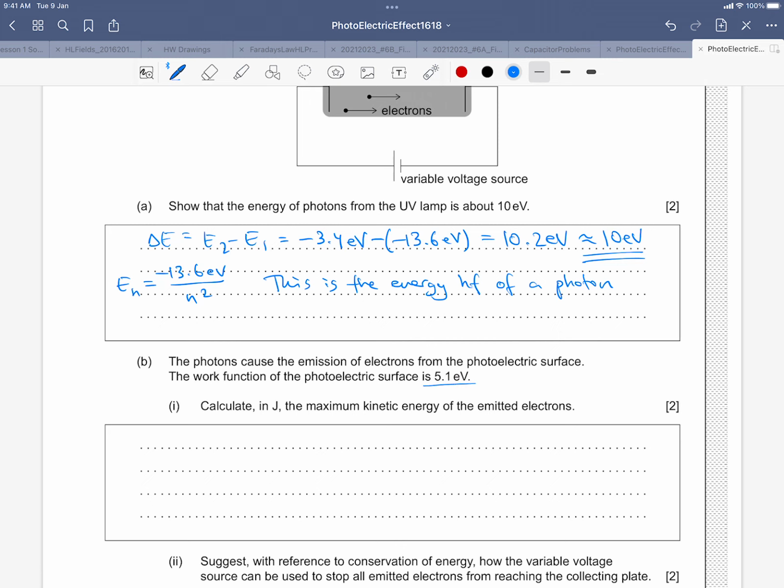Okay, work function is 5.1. Calculate in joules the maximum kinetic energy. Very easy. So each photon has 10.2 eV. 5.1 eV goes to increasing the potential energy, and then we have a maximum of 5.1 eV left that can be converted to kinetic energy. And we just need it in joules. So of course 1 eV is 1.6 times 10 to the negative 19 joules, and you get something like 8.2 times 10 to the negative 19 joules.